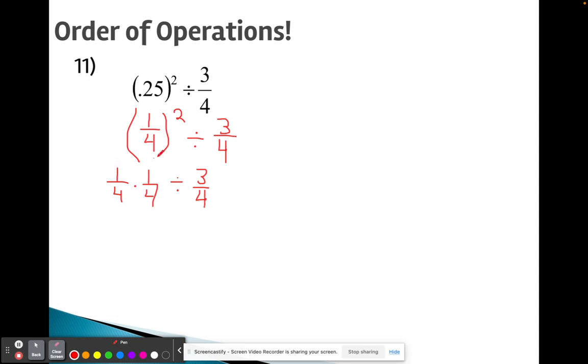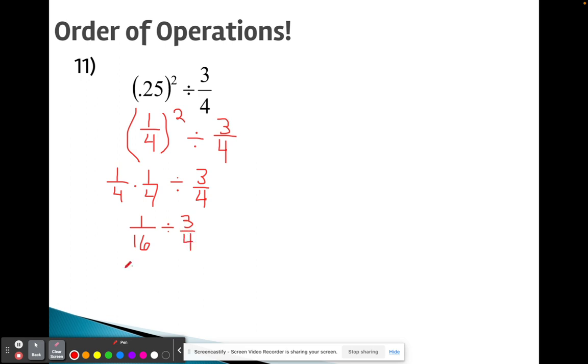Well, I can't simplify anything. So 1 times 1 is 1. And 4 times 4 is 16. And I also told you wrong what 0.25 to the second power was. I misplaced my decimal point. That's why I don't trust it if I don't write it out. Divided by 3/4.